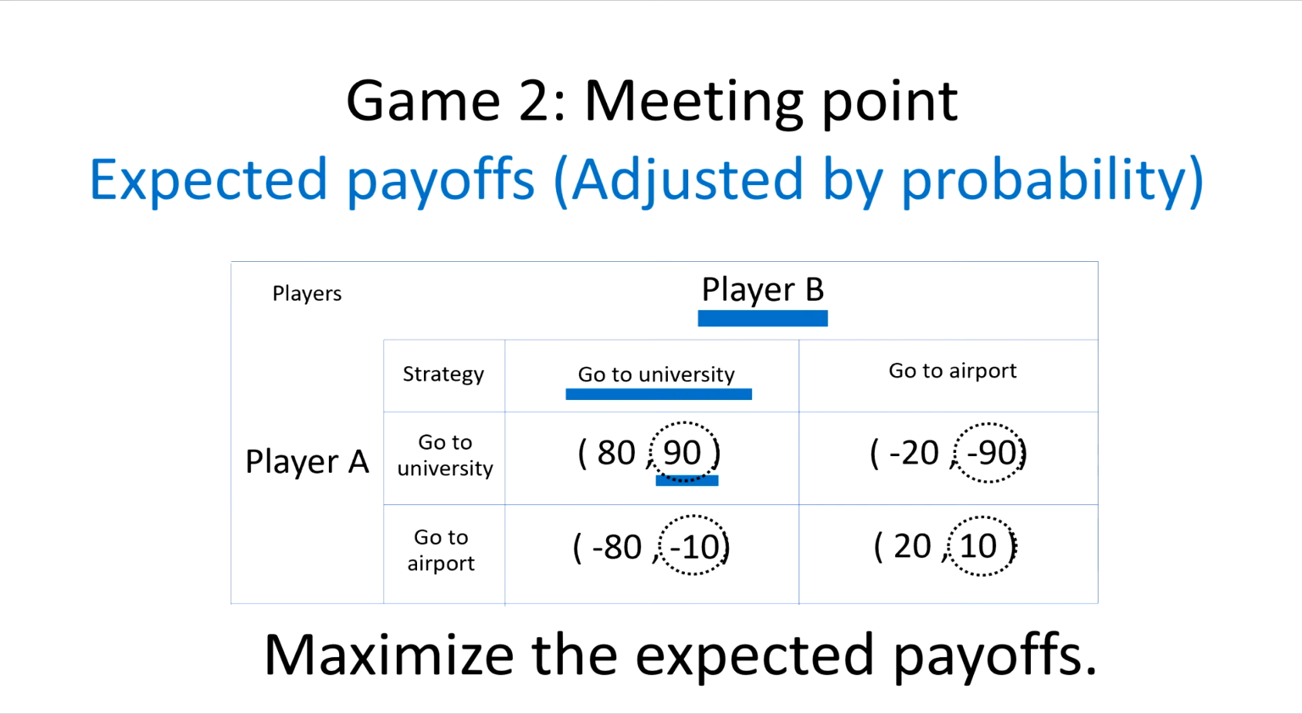Now we turn to player B. Player B compares his or her payoffs, which are 90, minus 90, minus 10 and 10. Which one is the highest? Of course, 90 is the highest. Therefore, player B will decide to go to university because he or she can expect the highest payoffs.